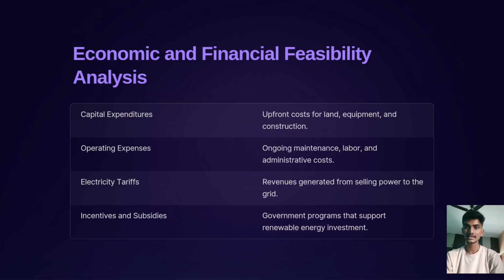Next is electricity tariffs, that is revenue generated from selling power to the grid. Next is incentives and subsidies. These are the government programs and initiatives taken to support renewable energy, through which the government invests in people-oriented programs.